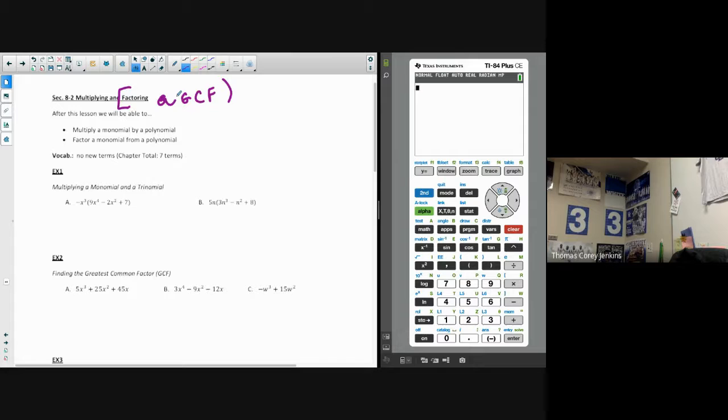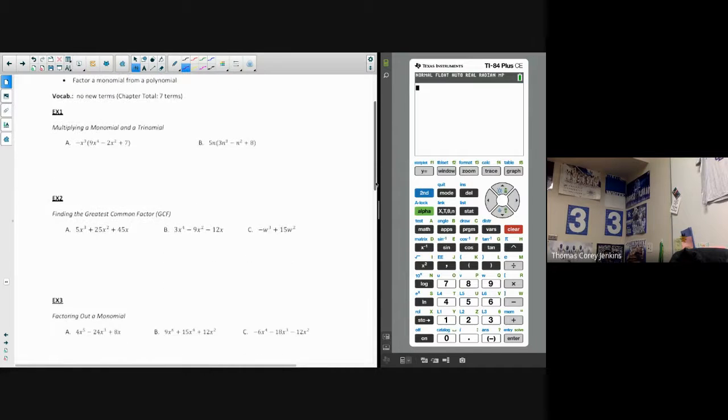All right, so your learning targets would be, you want to be able to, after this lesson, multiply a monomial by a polynomial, and then also factor a monomial from a polynomial. So that's kind of going in reverse. All right? So let's go ahead and get right to it.